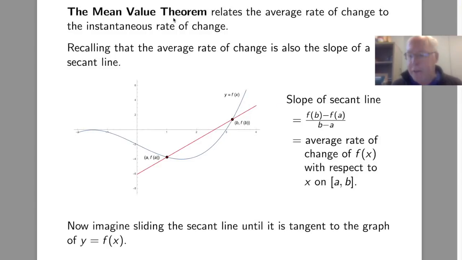Let's imagine sliding the secant line until it's tangent to the graph. If we illustrate that, we're going to take this secant line and just slide it down this way, keeping it parallel, and we can see that if we slide it to about this position, it'll turn out to be tangent to the graph. And this is a graphical illustration of what the mean value theorem tells us.